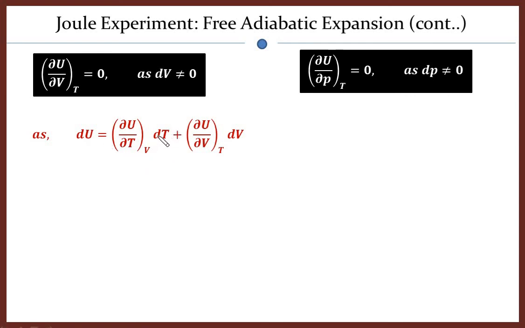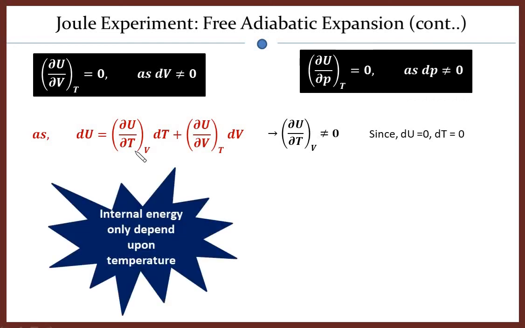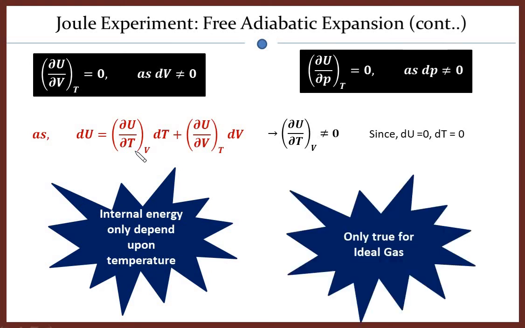Now we know dT is 0, so (∂U/∂T)_V need not be 0. Right? This is 0, this is 0, so this term has to be 0. But as dT is 0, therefore in general (∂U/∂T)_V cannot be 0. So from this simple experiment we can conclude that internal energy only depends upon temperature. It will not depend upon volume and pressure. And this is only true for an ideal gas. Okay, for a real gas the situation will be different.